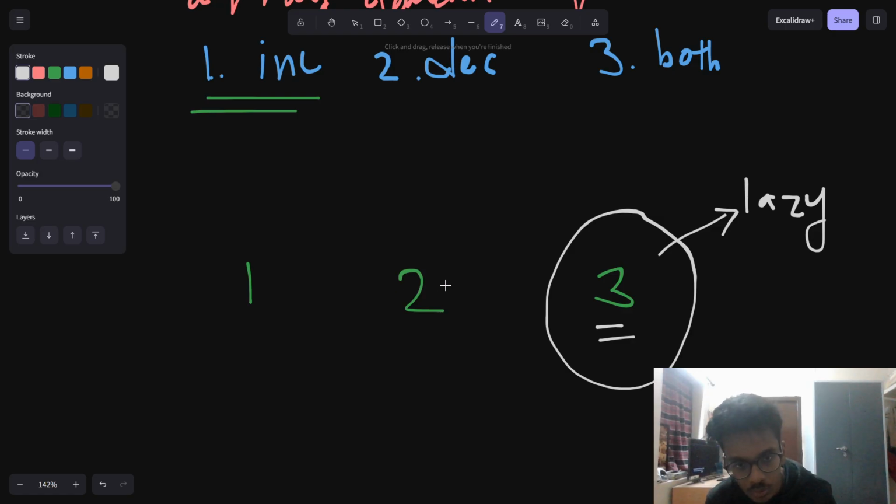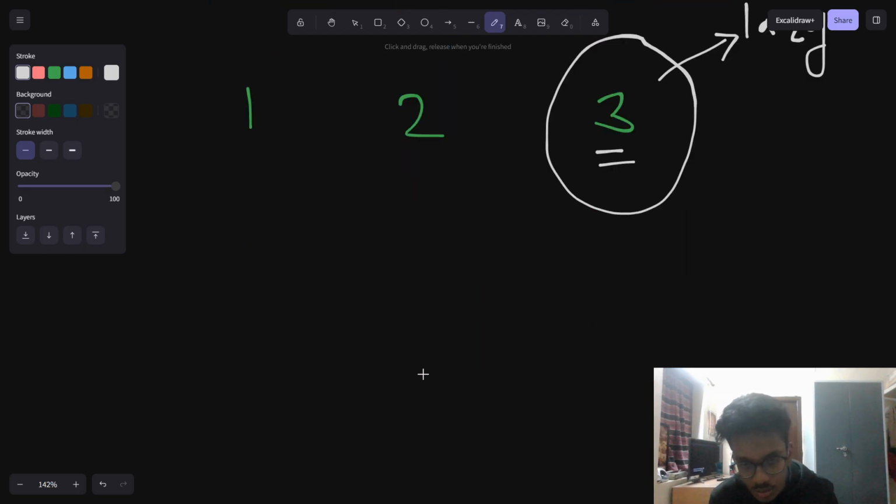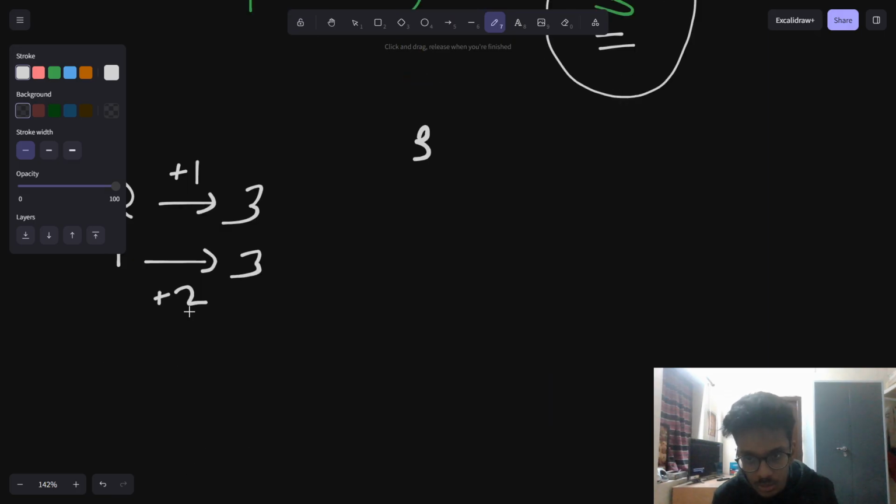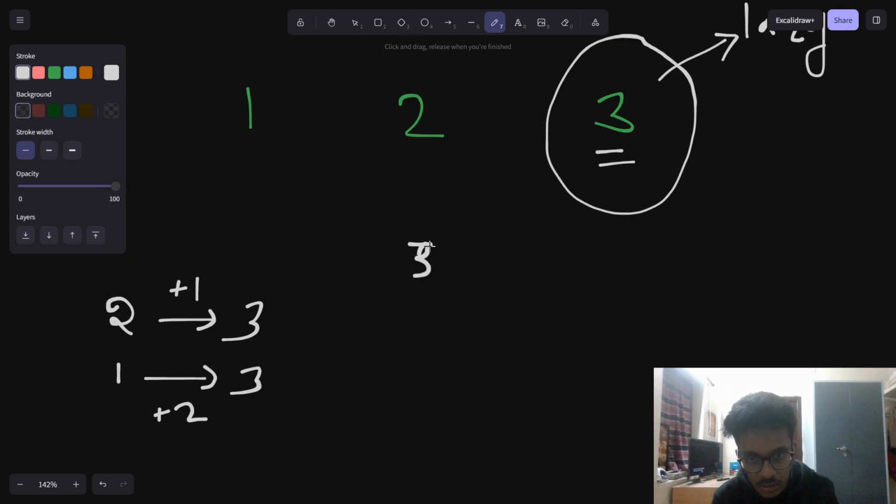So how many moves would 2 take to move towards the lazy friend? To make 2 reach 3, a plus 1 move is required. To make 1 reach 3, a plus 2 move is required. So the total number of moves would be 1 plus 2, which is 3 moves.